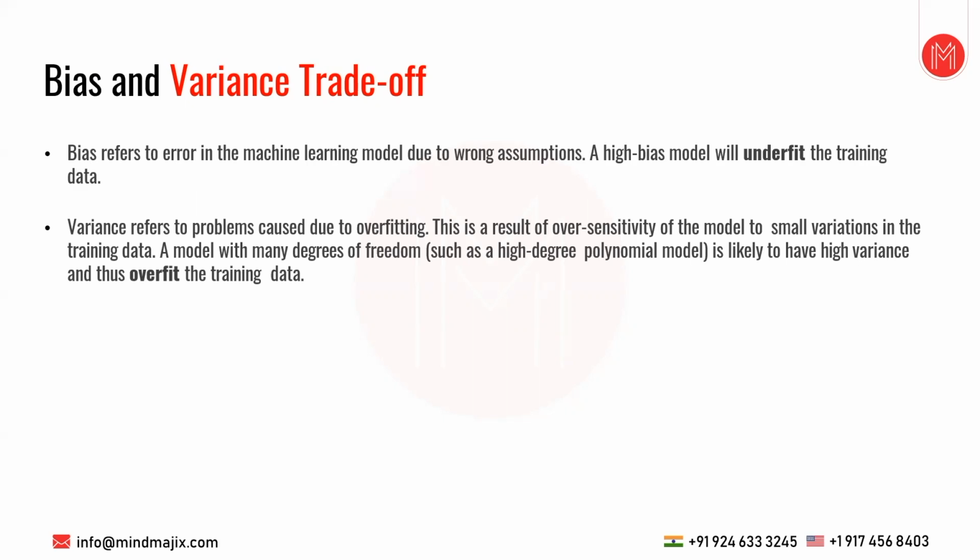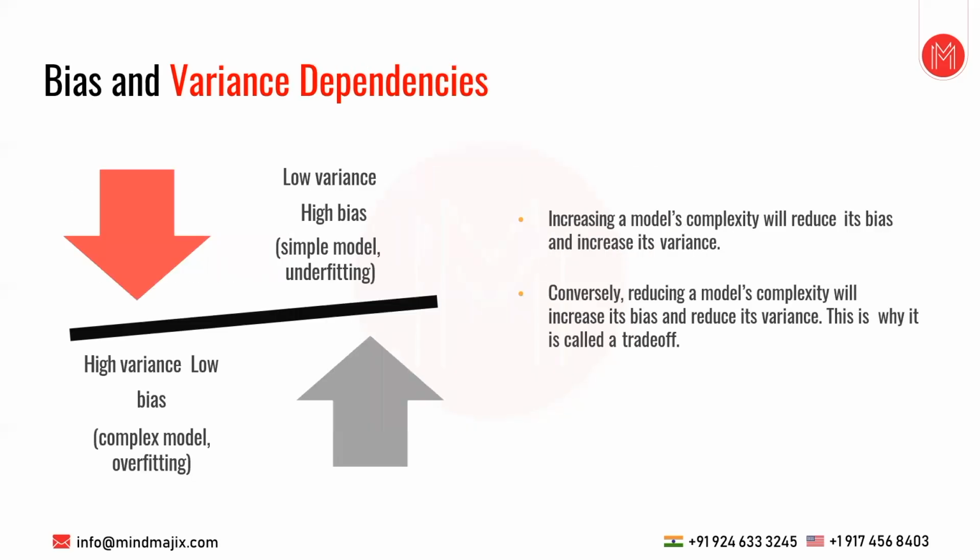Similarly, bias is the simplifying assumptions made by the model to make the target function easier to approximate, and variance is the amount that the estimate of the target function will change given different training data. The trade-off is the tension between the error introduced by the bias and the variance. So we can also evaluate things based on bias and variance dependencies. Increasing a model's complexity will reduce its bias and increase its variance. Conversely, reducing a model's complexity will increase its bias and reduce its variance. This is why it is called a trade-off.